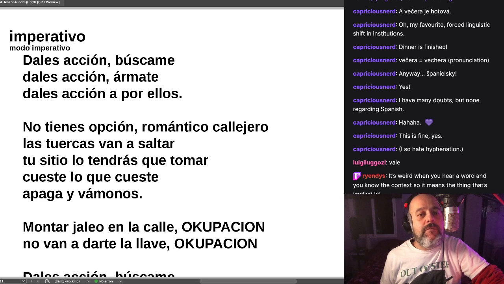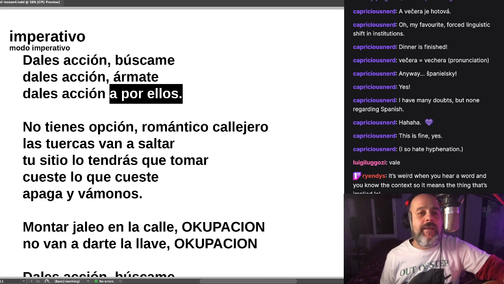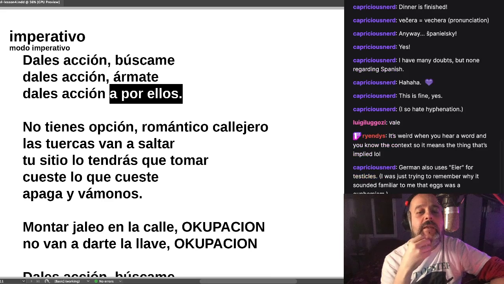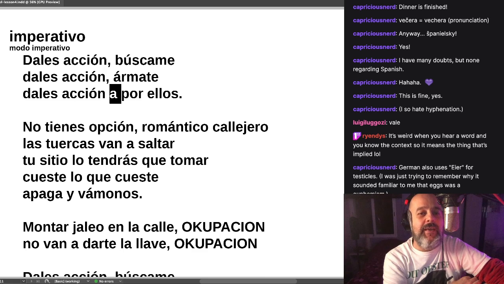A por ellos. It's a very bad construction, actually. Going to get something is going for something. Voy por ellos. Voy por. But the popular usage is going a por, which is incorrect. Again, it's semantically incorrect.